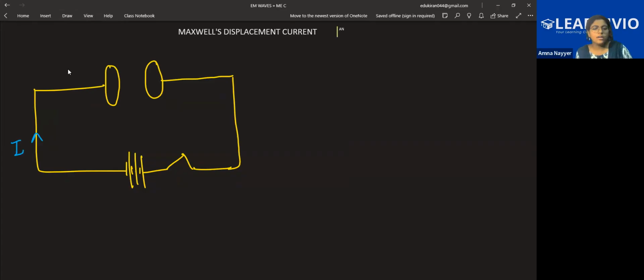There was a loop taken here. Let's say this loop is C1, circle C1. In this C1 loop, it was observed that the closed integral of B dot dl was equal to mu naught I. Can anyone tell what was the name of this law?